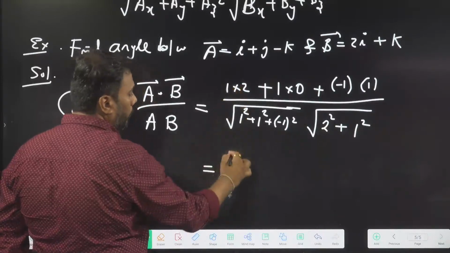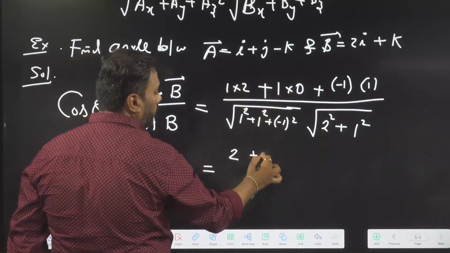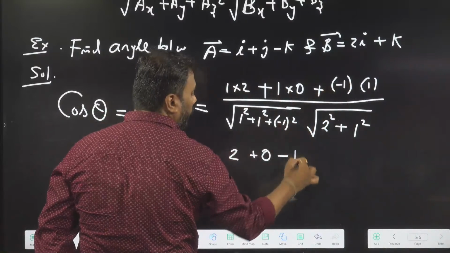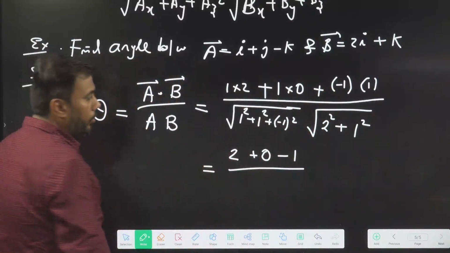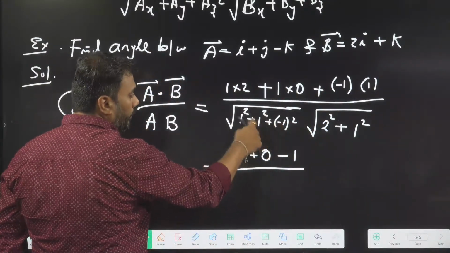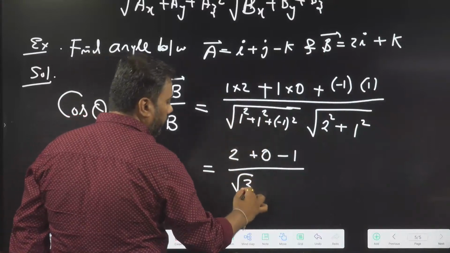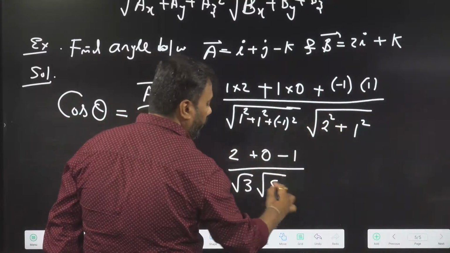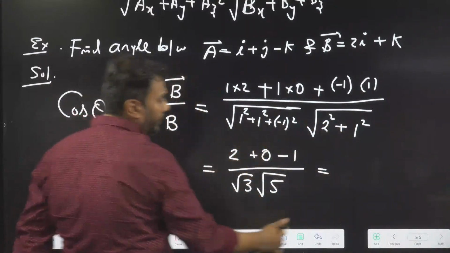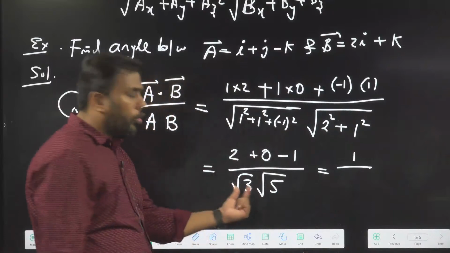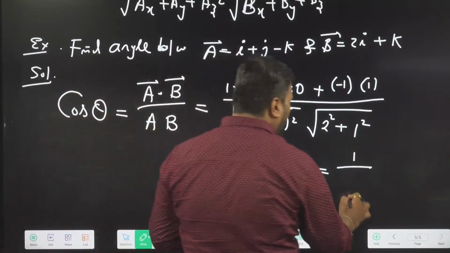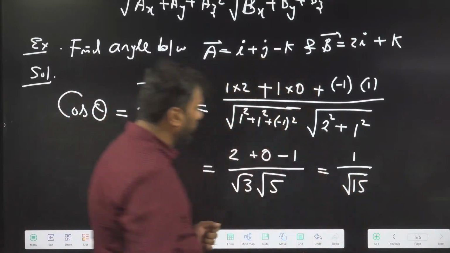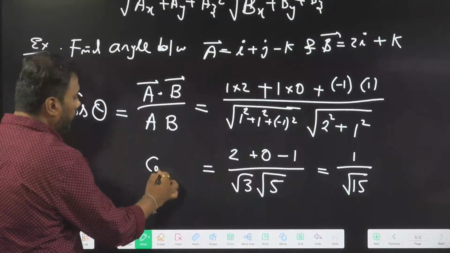1 into 2, 2. 1 into 0, 0. Minus 1 into 1, plus 1, minus 1. Whole thing divided by, this is 1 plus 1 plus 1, 3, root 3, into root over 2 square is 4, 4 plus 1, 5. So 2 minus 1, I will get 1 in the numerator. Root 3 into root 5, I can write this as root 15. This is the value of cos theta.